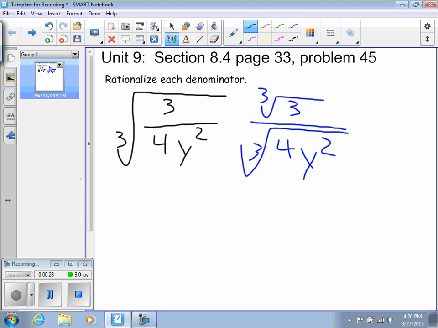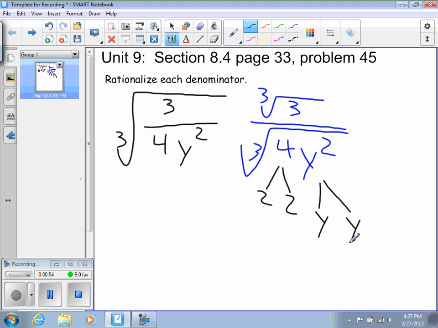This 4 is 2 times 2. We don't have a set of 3. We're going to need a third 2 to make a perfect cube. And this y squared is y times y. Again, not a perfect cube. We're going to need a third y to make it a perfect cube.